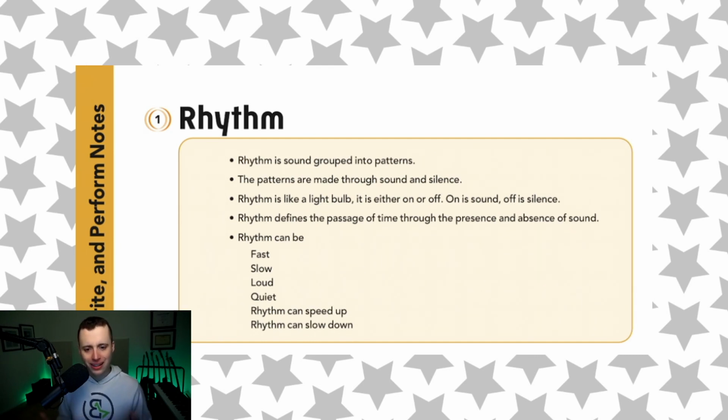So what is rhythm? Rhythm is sound grouped into patterns, and the patterns are made through sound and silence. Rhythm is like a light bulb. It's either on or it's off. When it's on, there's sound. When it's off, there's silence.